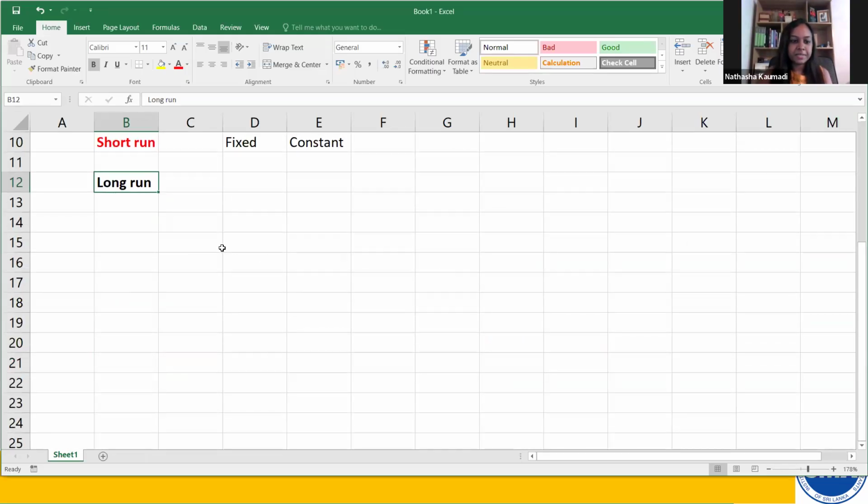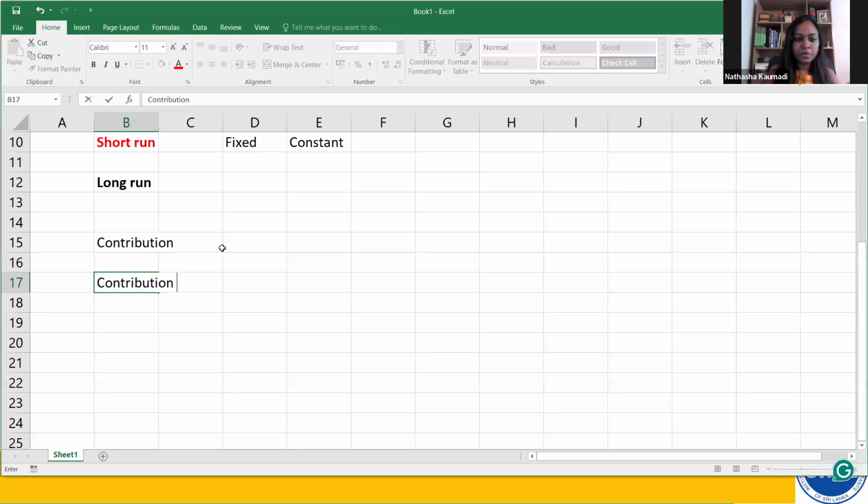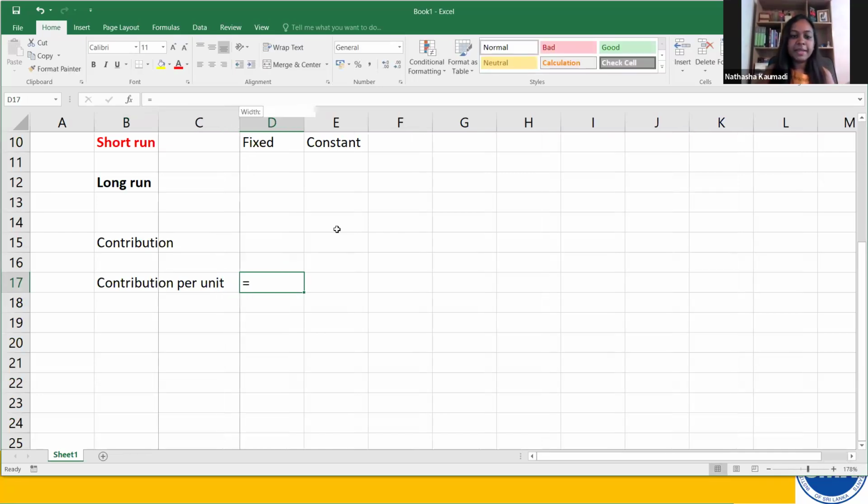I can write it like this. Contribution. I can write contribution per unit and total contribution. So contribution per unit equals what? Can somebody tell me the formula if you can remember? Contribution per unit.